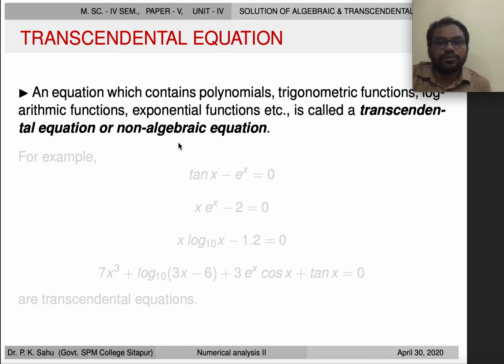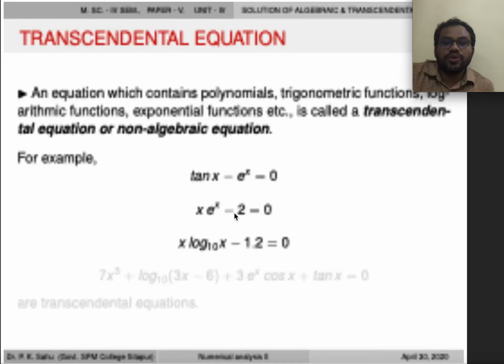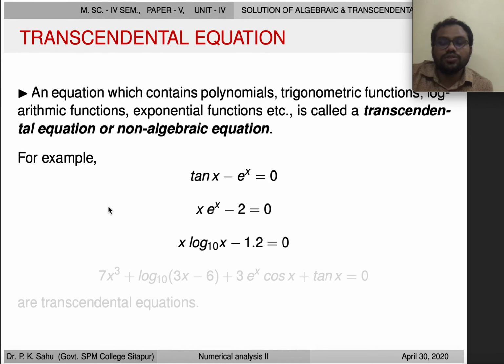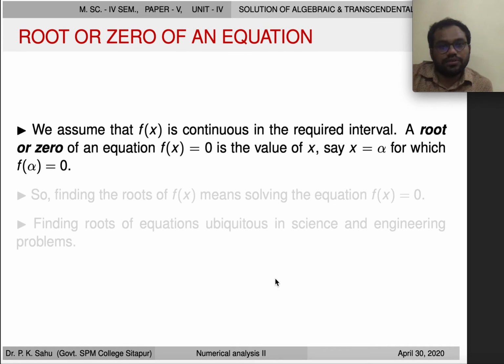Let's see some examples of transcendental equation. 10x - e^x = 0, x e^x - 2 = 0, x log x - 1.2 = 0, 7x^3 + log(3x - 6) + 3^x cos x + 10x = 0. These are some examples of transcendental equation.